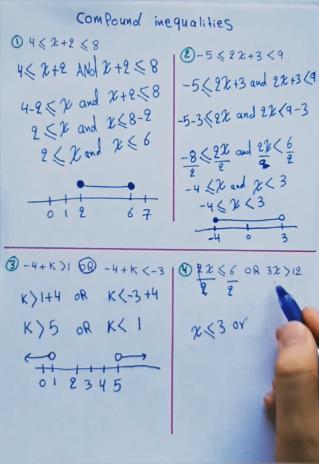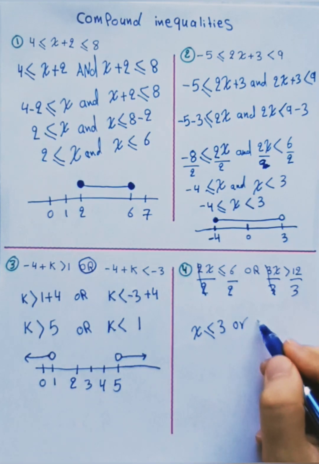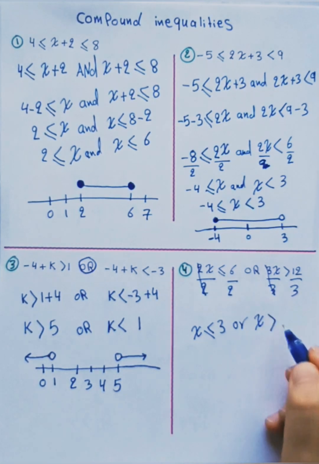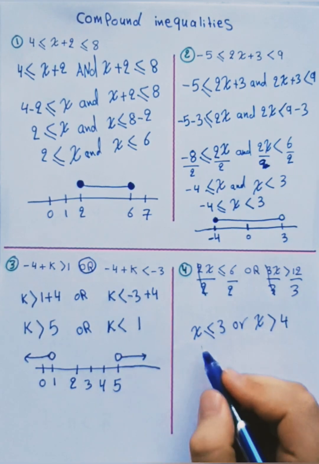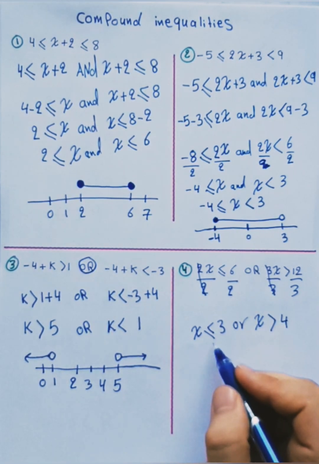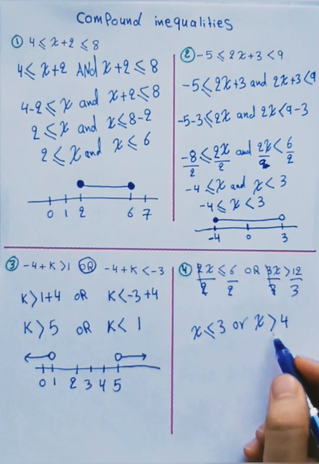Or, and then we have multiplication, you have to divide both sides by 3. So these two 3's are cancelled. X stays. X is greater than 12 divided by 3 is 4. So x is less than or equal to 3, or x is greater than 4.